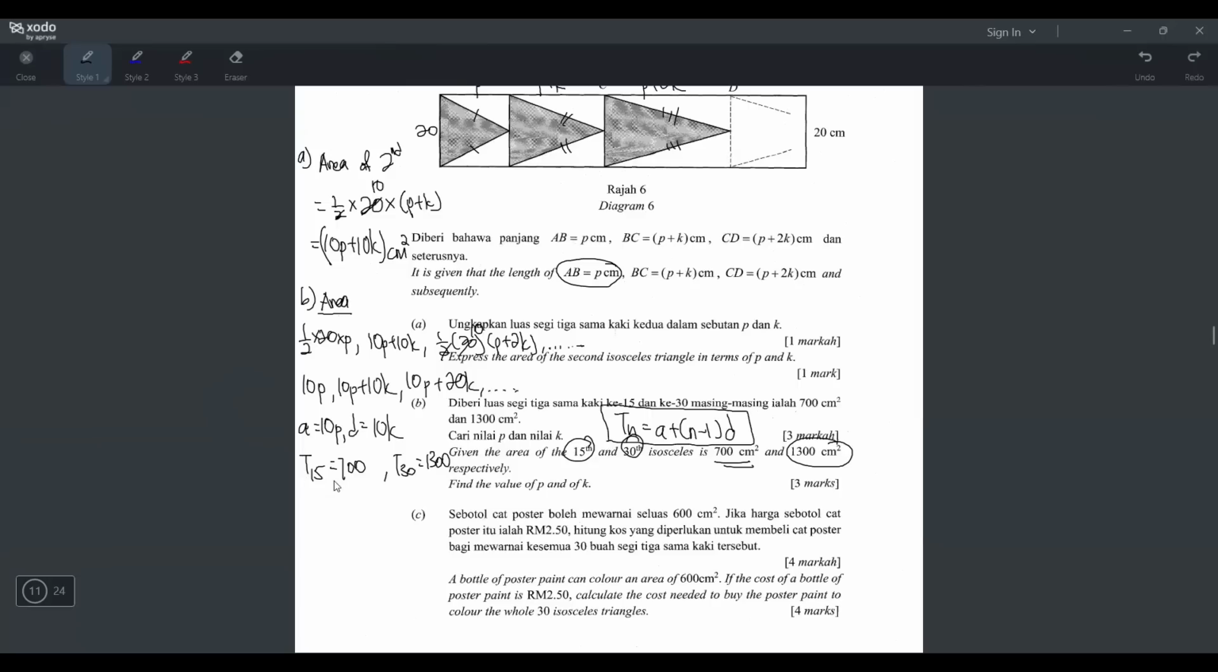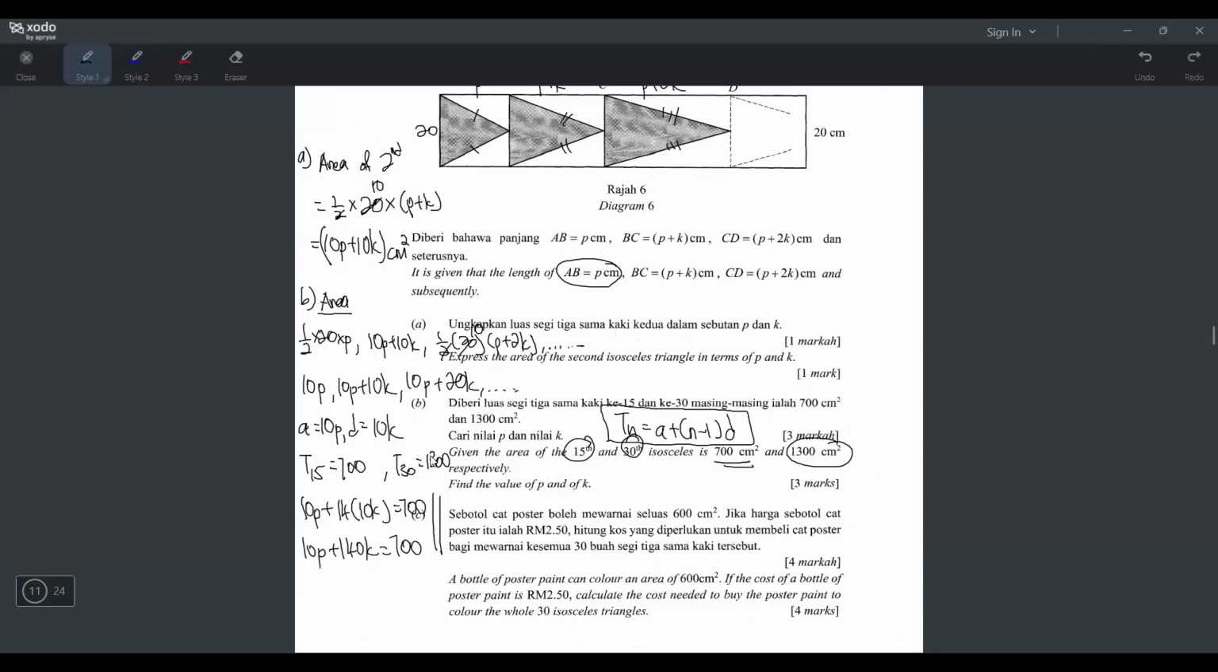Okay, so T15 will be A plus (n minus 1)D, but the A will be 10P. So 10P plus (n minus 1), your n is 15, so 15 minus 1 is 14. D will be 10K, so bracket 10K, equals 700. And then you will get 10P plus 14 times 10, which is 140K, equals 700. I think we cannot solve this because you have two unknowns, so later we have to do simultaneous equations.